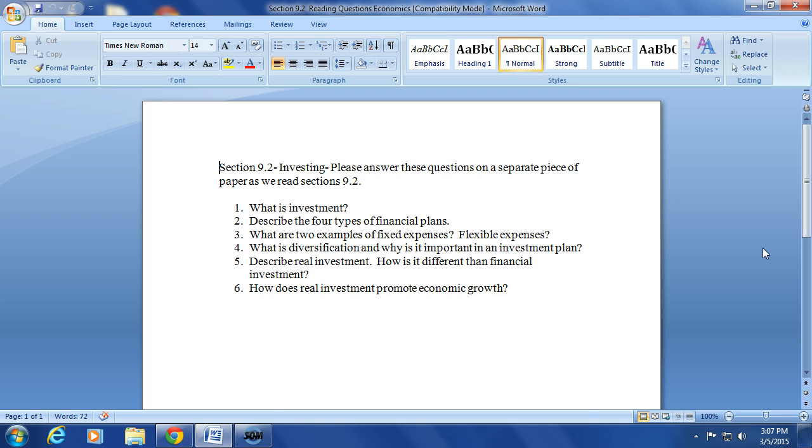Now going on to diversification for number 4. What is diversification? Why is it important to an investment plan? Diversification, as you can see from the definition, means that a person chooses a variety of investments. You don't put all your eggs in one basket. You invest in various things. For example, let's say you work at Target, and you take your money from Target, you buy a bunch of Target stock. You buy a whole lot of Target stock.